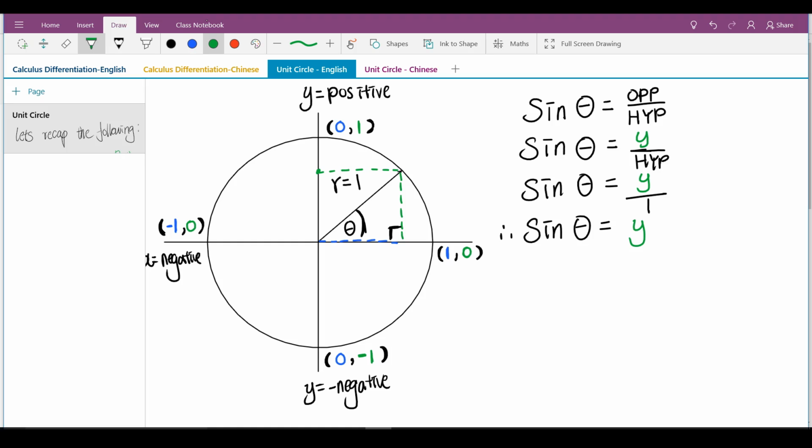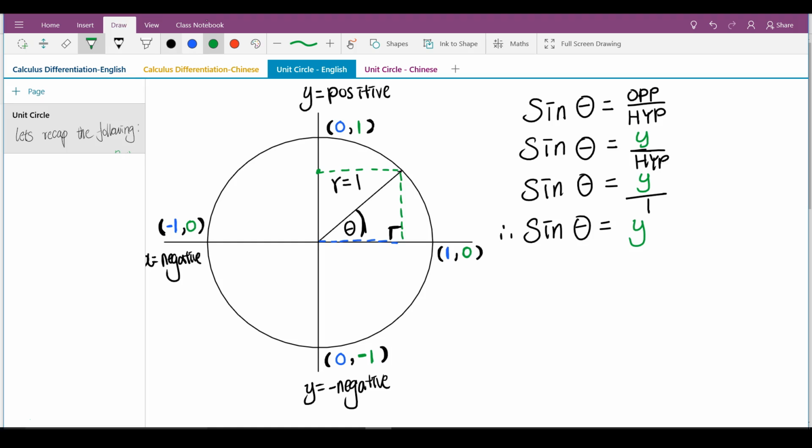So what that means is very important. Whenever we're looking for the sine of a particular angle in a unit circle, or in any circle, we are literally looking at the y value. Let me repeat that. When we are looking for sine theta, the sine of a particular angle, we are literally looking for the y value on the Cartesian plane of that particular point. Are you feeling it?